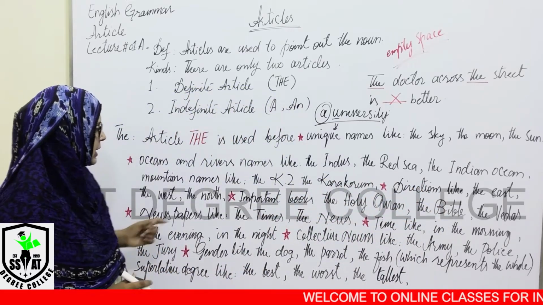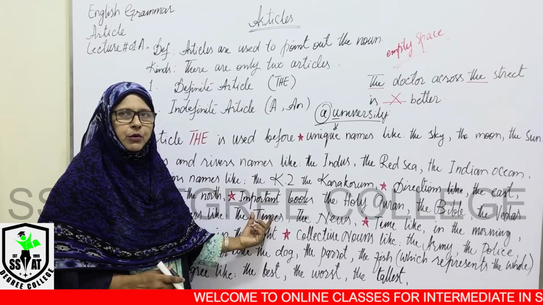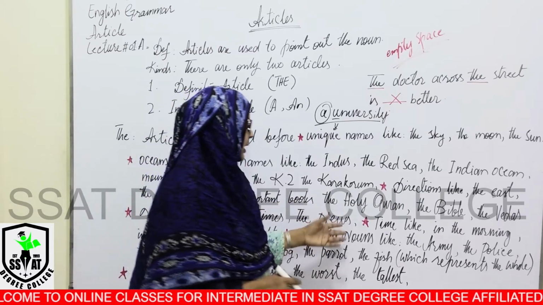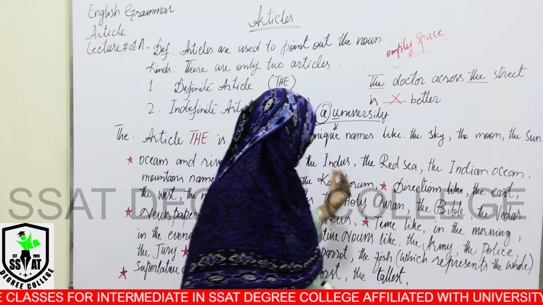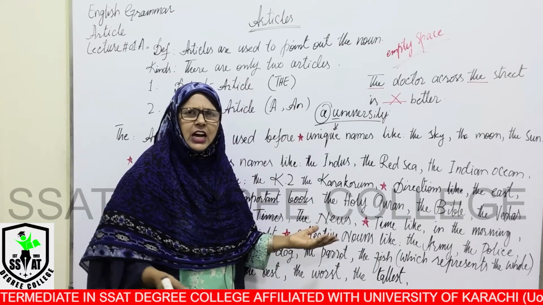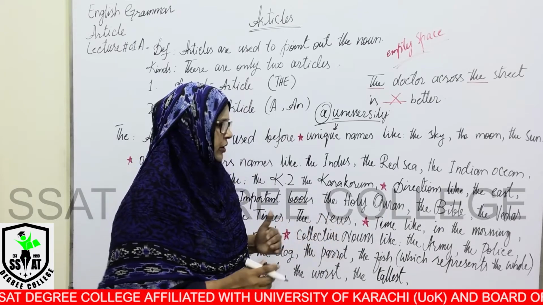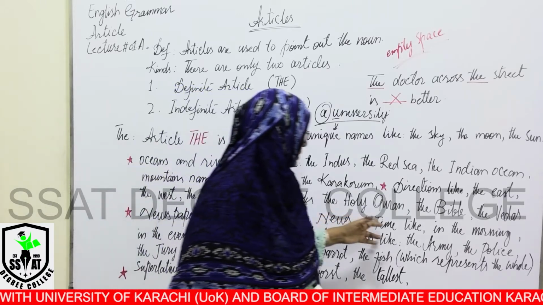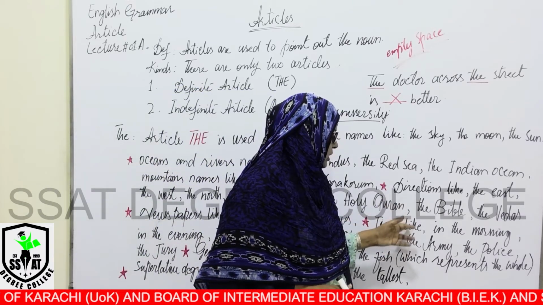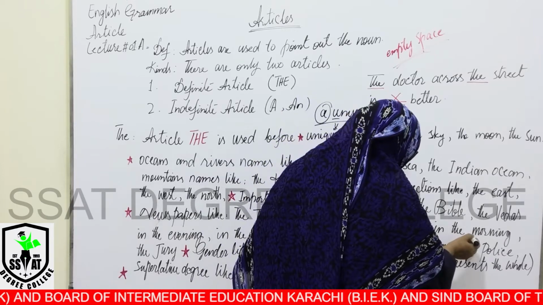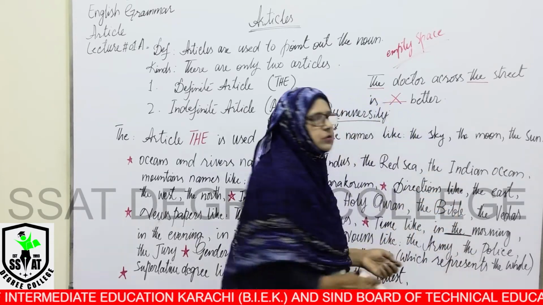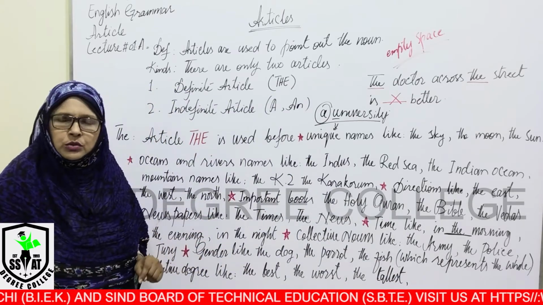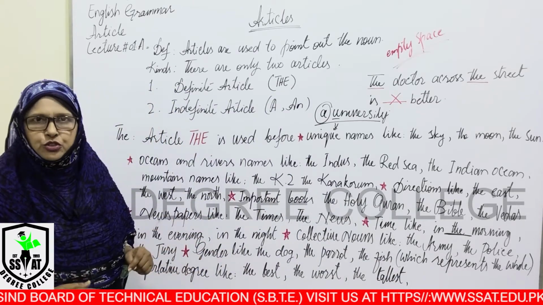Newspapers, like the Times is the name of a newspaper. The Times, the News is also a newspaper, and furthermore the Evening Times, the Jung, like that. When we use newspapers' names, we use article the. Before time, like in the morning, this is time: in the morning, in the evening, in the noon, in the night, in the afternoon, right?